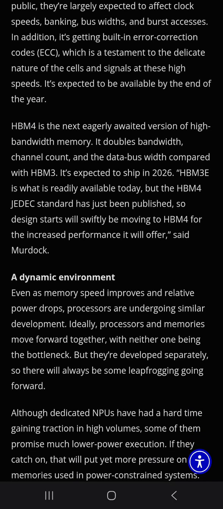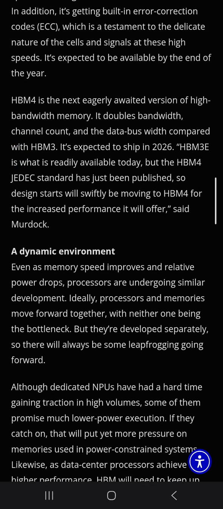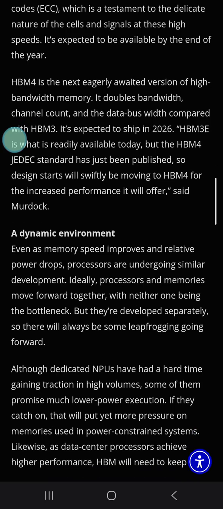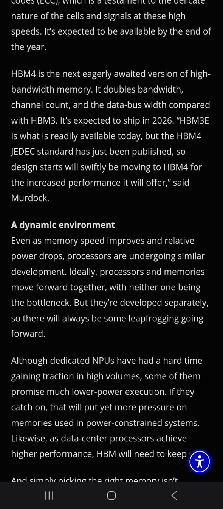HBM4 is the next eagerly awaited version of the high bandwidth memory. It doubles bandwidth, channel count, and the data bus width compared with HBM3. It's expected to ship in 2026. HBM3E is what is readily available today, but the HBM4 JEDEC standard has just been published, so design starts will swiftly be moving to HBM4 for the increased performance it will offer, said Amada.